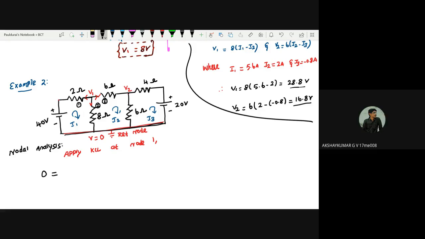This current: (V1 minus 0 minus 40) divided by 2, plus the next current, V1 minus 0 by 8. Third current, V1 minus V2 by 6. Yeah, very good. Equation number 1. That's it. Now can you apply KVL at loop 2?